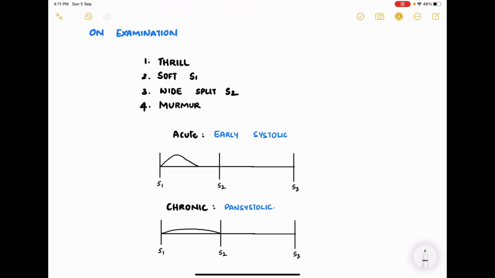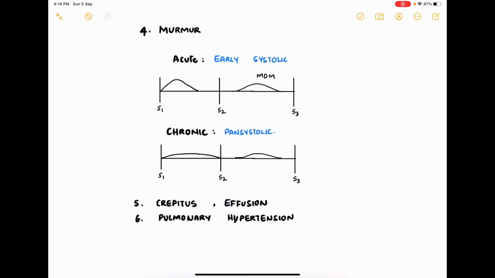About the murmur that you hear in mitral regurgitation, in acute conditions you have an early systolic murmur, and in chronic conditions, you have a pansystolic murmur as shown in the diagram. And I've also mentioned the flow murmur, which is a mid-diastolic murmur which may be seen. This murmur radiates to the apex of the axilla. You could also hear crepitus, and there could be pleural effusion in this patient because of the pulmonary venous congestion. There could be pulmonary hypertension and right heart failure signs.